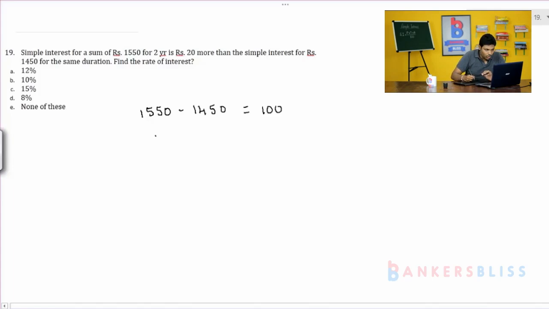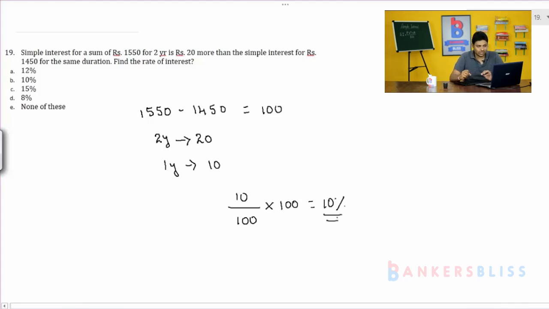So, for 2 years the difference amount is 20, then for 1 year the difference amount is 10. So, the interest amount is 10 per year, the difference in the principal amount is 100, means for this 100 you are getting interest of rupees 10. So, 10 divided by 100 into 100 is equal to 10%. That is the rate of interest you are going to get. It takes time to explain, but to solve you hardly require 5 seconds, not more than that. So, let us go for the next problem.